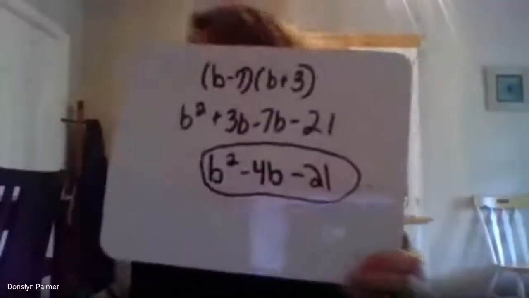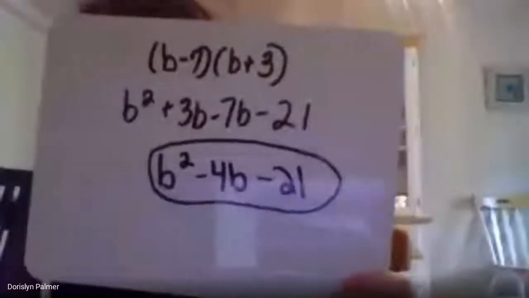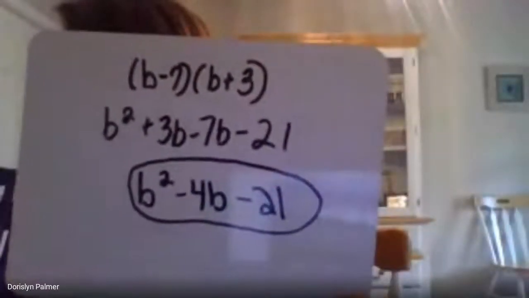All right, here's what Gavin has. I want you to continue working on the FOIL problems because these are really important, a big important part of algebra, a very common skill to have.